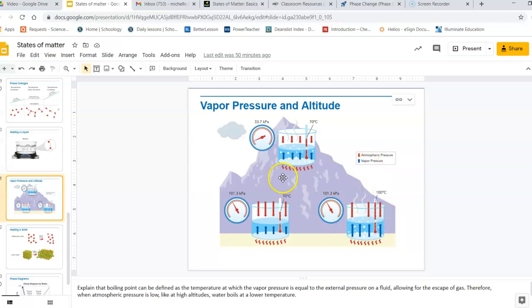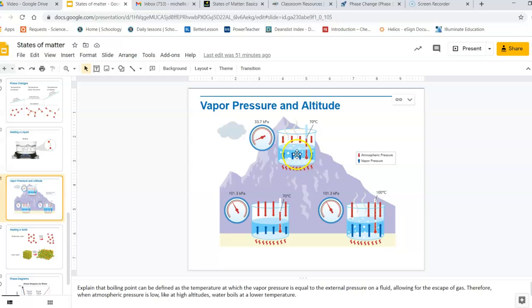However, if we take this container all the way up a mountain. On a mountain, obviously there's less pressure being applied on us just because we moved up, so there's less air on top of us, so there's less pressure. Because there is less pressure, the pressure applied by the water can easily overcome the vapor pressure, or the atmospheric pressure.